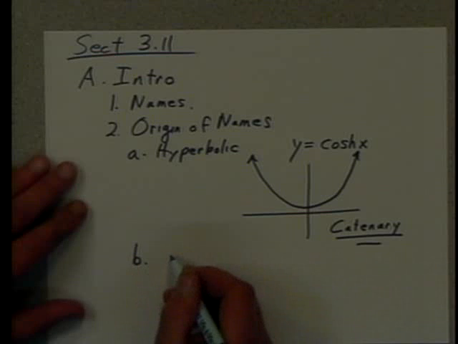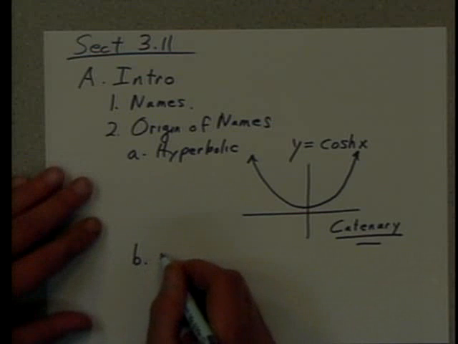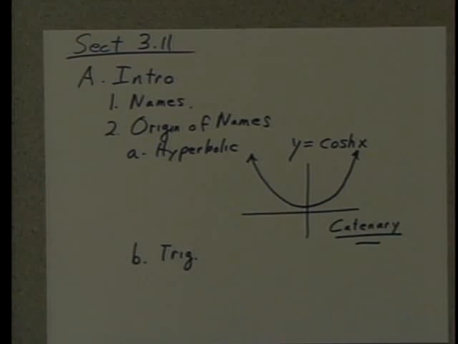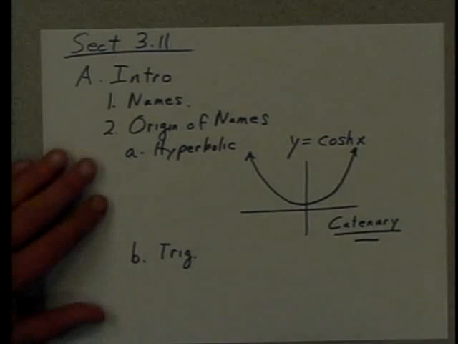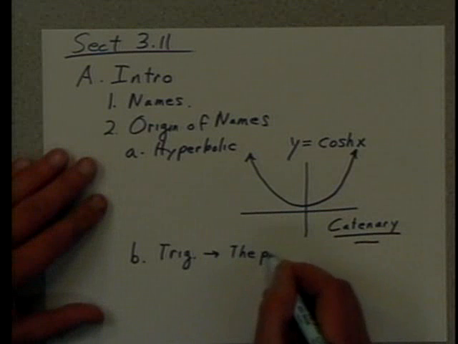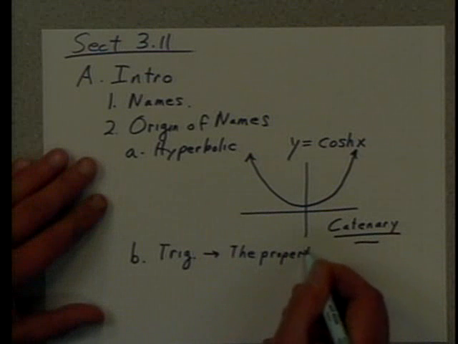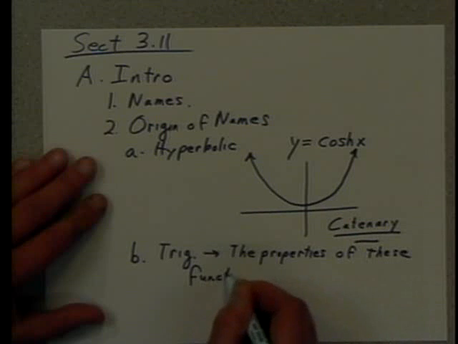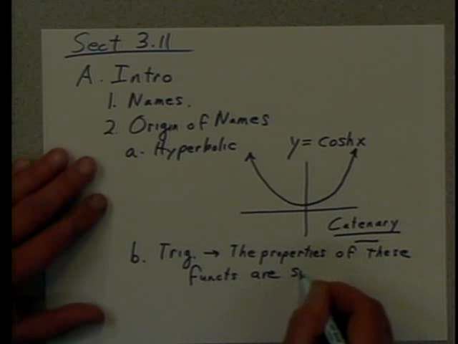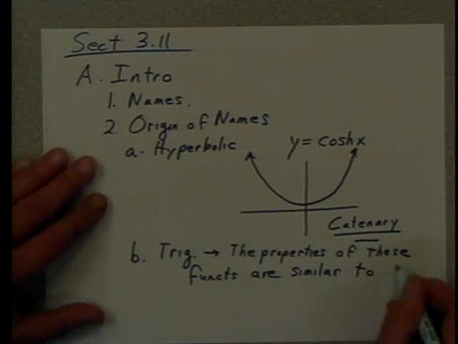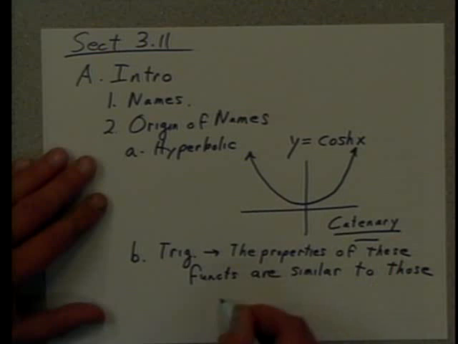The other one, and this is where we start today, is the trig part of the name. Where does that come from? And the answer is the properties of these functions are similar to those of trig functions.